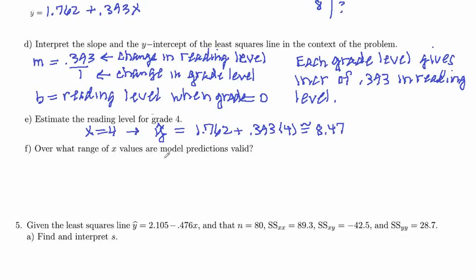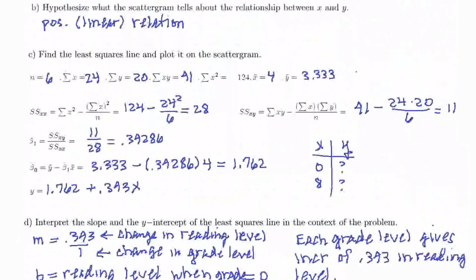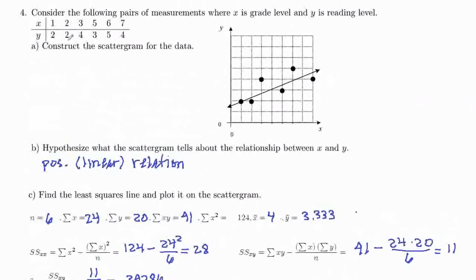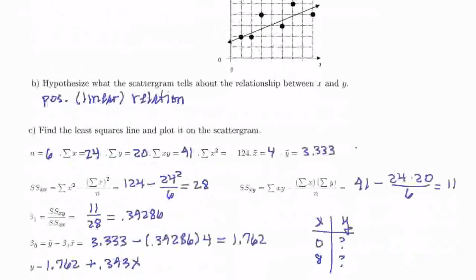Over what range of x values are the model predictions valid? It's only the x values that are in the data. So from x is 1 to x is 7, so grade 1 to 7.